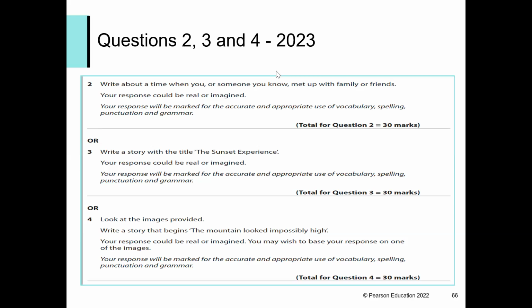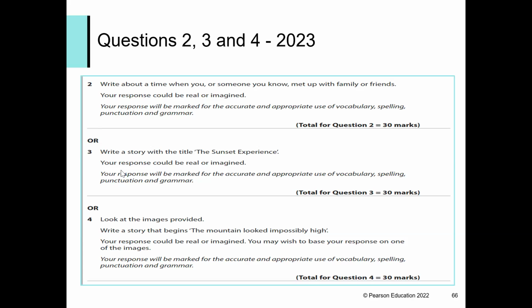Choice of 3 questions. Write about a time when you or someone you know met up with family or friends. Students are always told that their response can be real or imagined, and then they're always signposted to the AO5. So your response will be marked for the accurate and appropriate use of vocabulary, spelling, punctuation, and grammar. The second one was write a story with the title The Sunset Experience. And the third one, look at the images provided, write a story that begins, the mountain looked impossibly high. So there would always be a choice of 3.